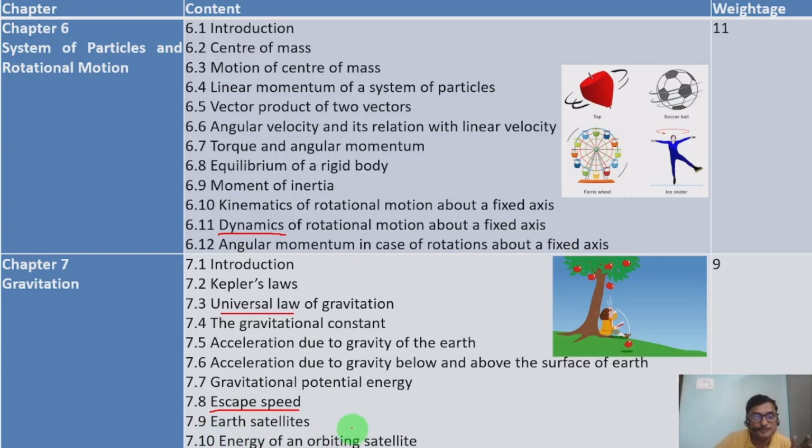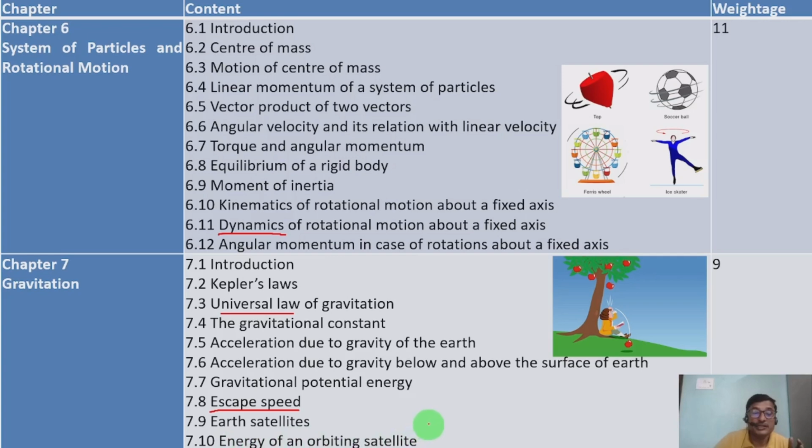The earth, surrounding that the satellites are revolving. The natural satellite, the moon, we know, and the artificial satellites we have also sent for different studies, and their rotation we also need to consider here.